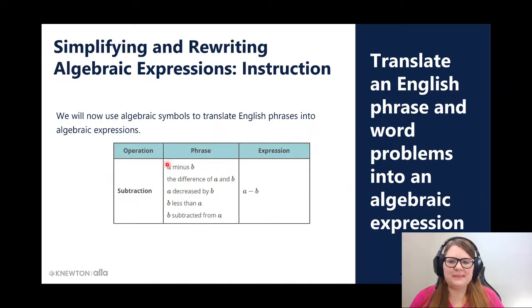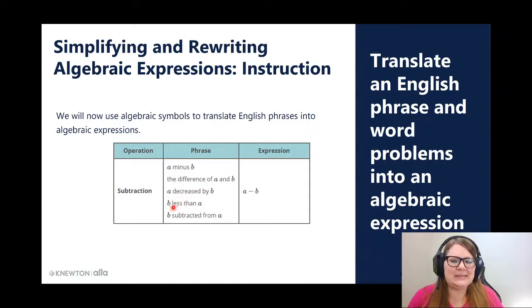Notice that A minus B is A minus B. The difference of A and B is A minus B. A is decreased by B. All right, so for example, I have $10 and I decrease that amount by $3. How much do I have now? Well, I have $7, right? Because I have 10 minus 3.